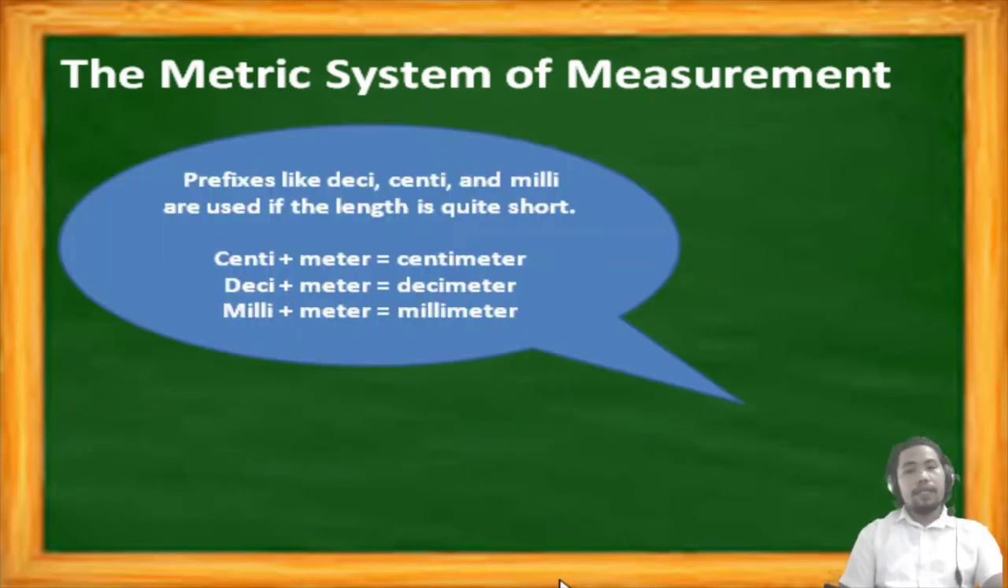Prefixes like deci, centi, and milli are used if the length is quite short. Say for example, centi plus meter, centimeter. Deci plus meter is decimeter. Milli plus meter is millimeter.